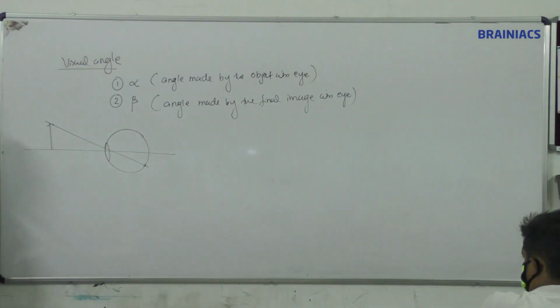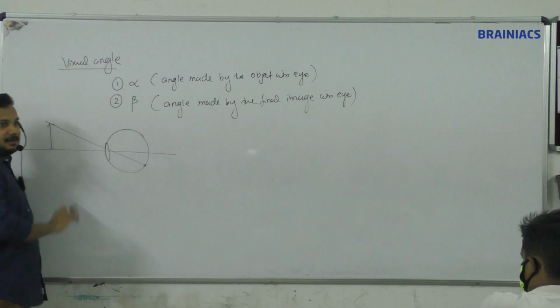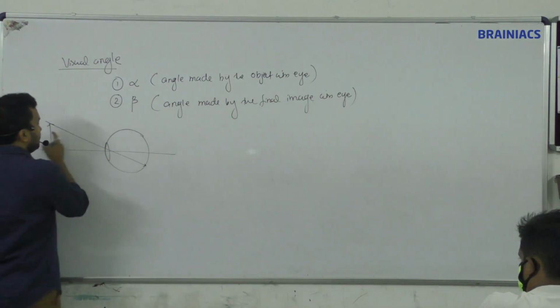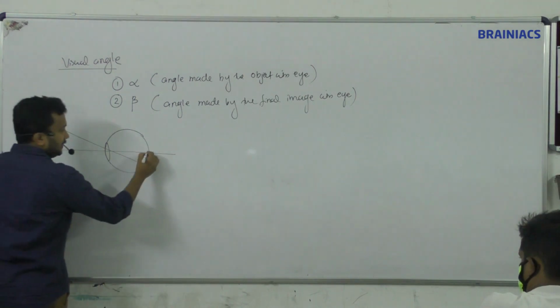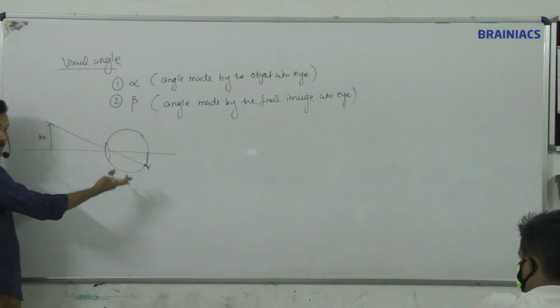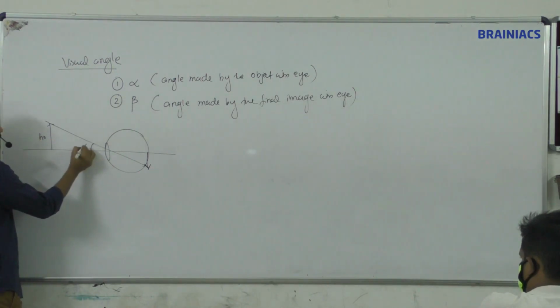The image is an inverted image. The eye is taking an inverted image, and our brain processes it and gives a correct image. That is what is happening. So this is an object with height h0, and this is the image created by the eye, an inverted image.